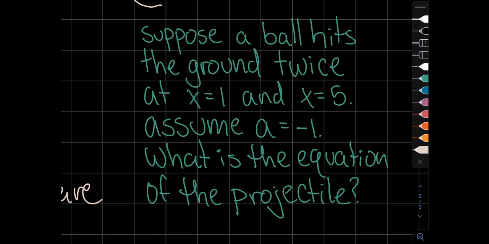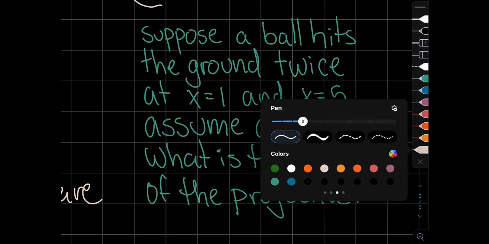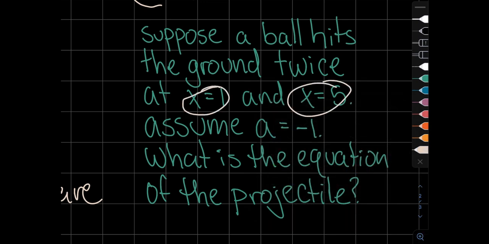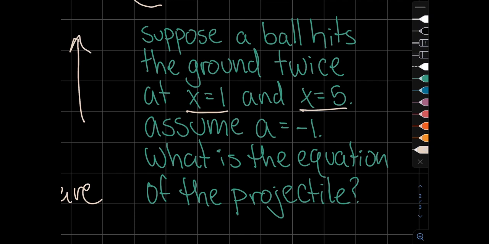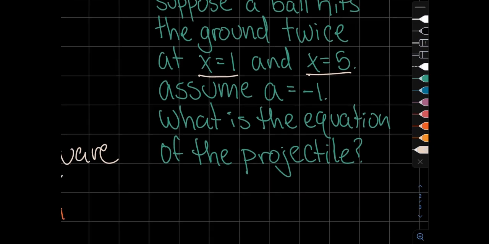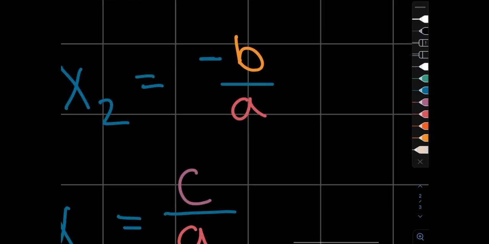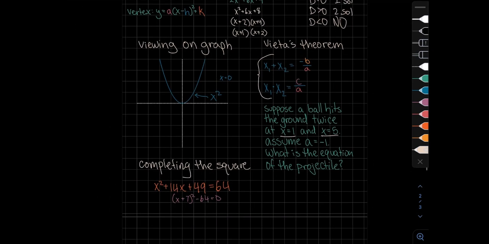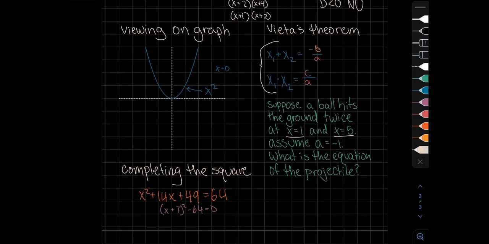Suppose a ball hits the ground twice at x equals 1 and x equals 5. So what we can gather from that is that these are our zeros. Okay? x equals 1 and x equals 5 are our zeros. Because it hits the ground, y is distance upwards, x is like distance horizontally. So it's going to hit the ground at x equals 1, x equals 5. Assume a equals negative 1, sorry. What is the equation of the projectile?